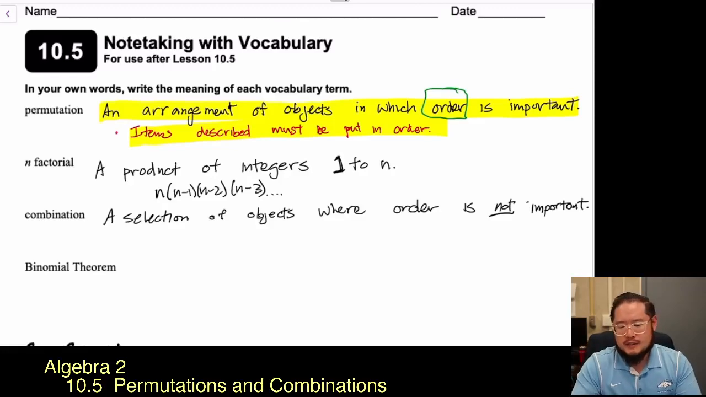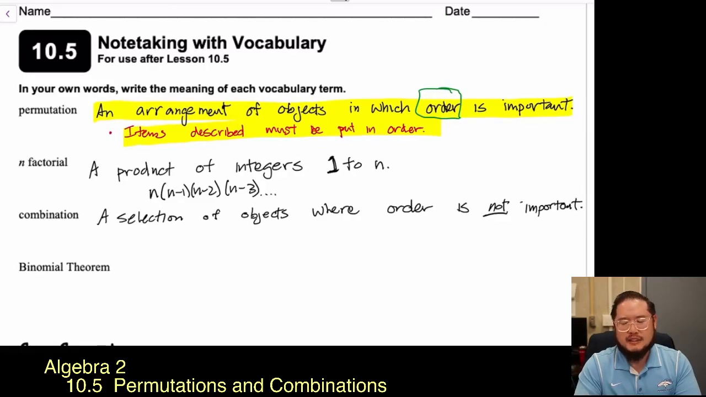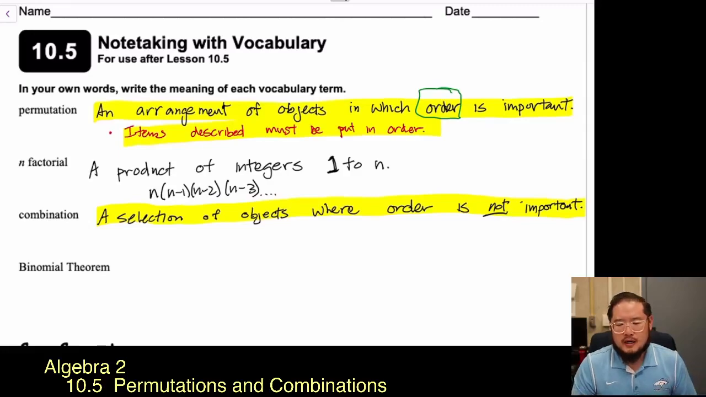We also have another key item right here, which happens to be combination. And that is a selection of objects where order is not important. Okay, so those are the two key concepts that we're going to be learning in this lesson: permutation and combination. In the first, order is important. In the second, the order is not.